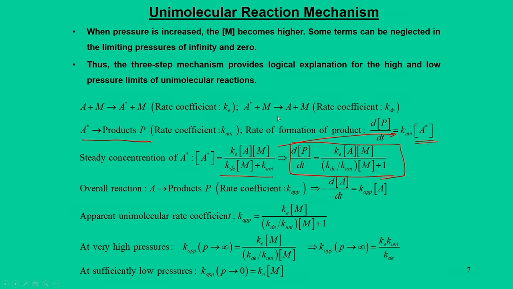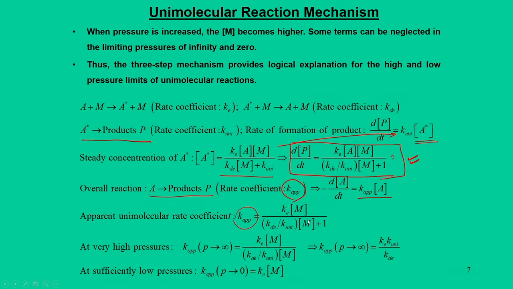So, we have already arrived at this particular expression, and it has the rate coefficients of these elementary reactions. But when you take the overall reaction, what you see in a global reaction is that A gives the products, and for this the rate coefficient is defined as k_apparent. So, basically this is a global rate coefficient, and we can write this as minus d[A]/dt equal to k_apparent into concentration of A. By comparing these two equations, we can find the expression of the apparent unimolecular rate coefficient in terms of the concentration of M and the rate coefficients of the elementary reactions.